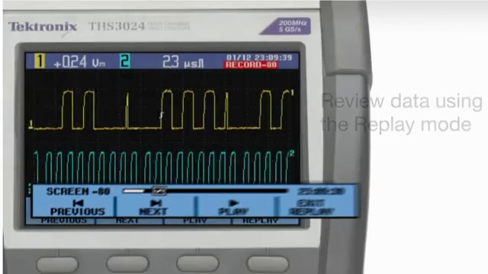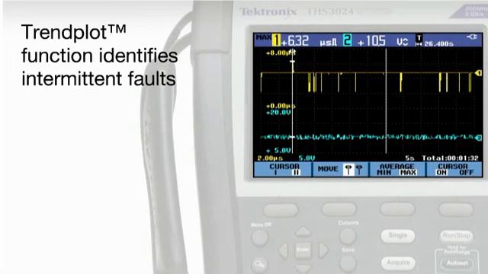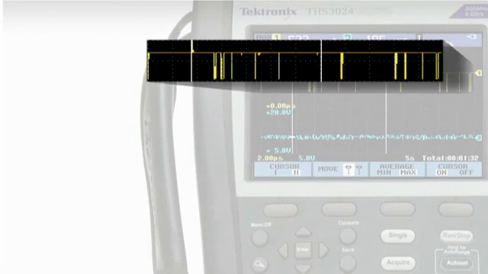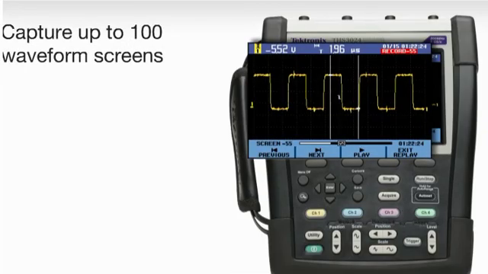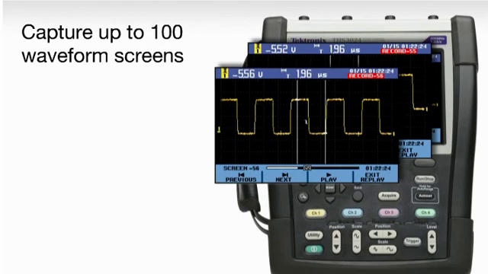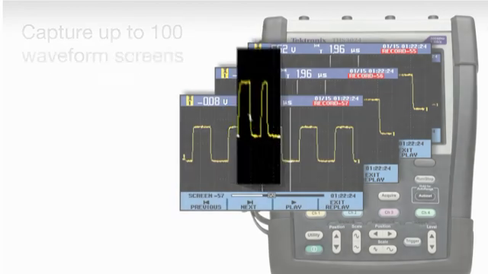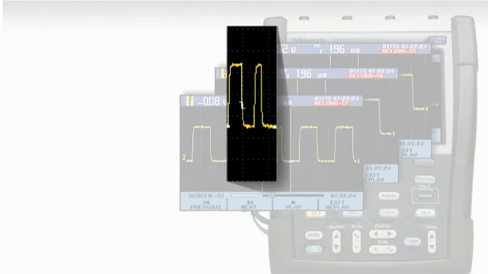Data logging to find signal anomalies can be accomplished in two ways, either by using the trend plot function, which allows you to quickly identify intermittent faults, or by capturing up to 100 waveform screens, which can be acquired continuously or when specific trigger conditions exist.